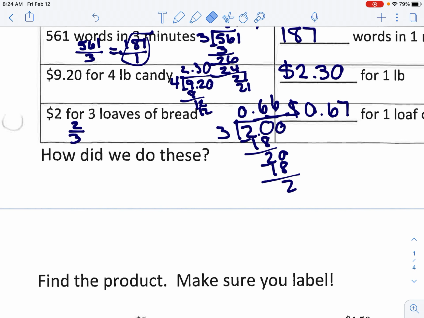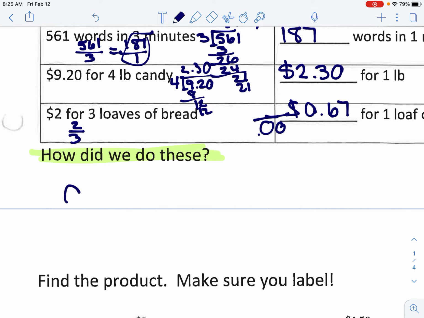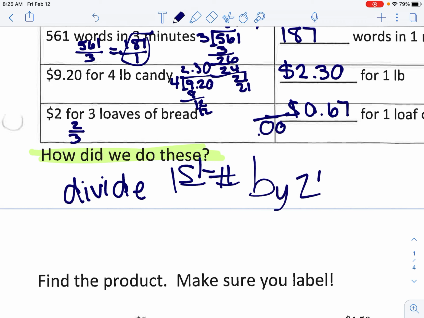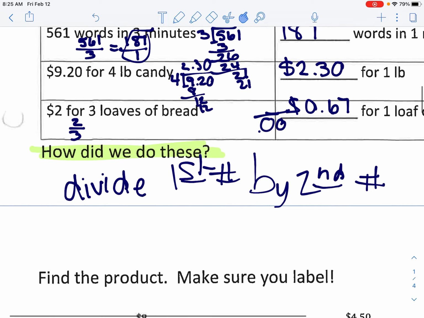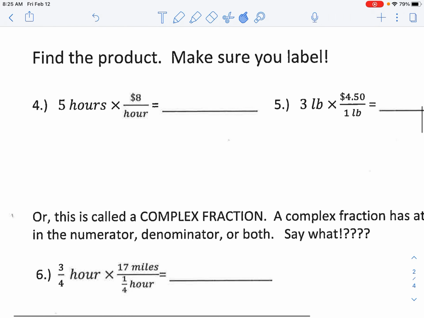Okay, I'm going to erase this math just so we can write our rule. So question, how do we do these? How do we take the rate and convert it to a unit rate? We always divide the first number by the second number. You always divide the numerator by the denominator to convert to your unit rate.